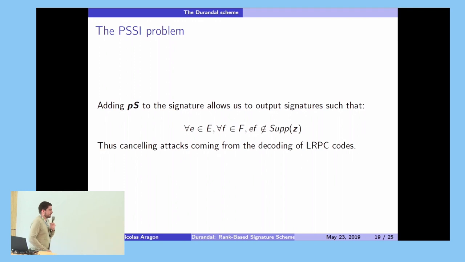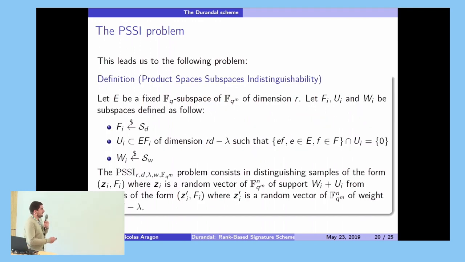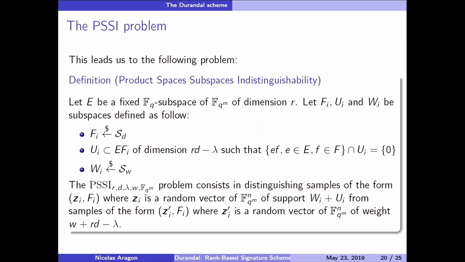So we defined a new problem called the PSSI problem. The definition here is pretty wordy, but it's actually pretty simple to understand. You have E, the secret support, and then each time you make a request to an oracle, you have F of weight D and W of weight W that are chosen randomly. And UI is actually a subspace that has the same property as the support of Z during the signature phase. And this problem asks to determine whether samples are generated from the signature scheme or where Z's are just random of the right weight.